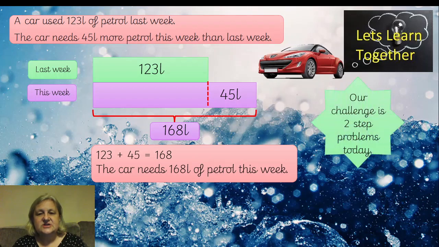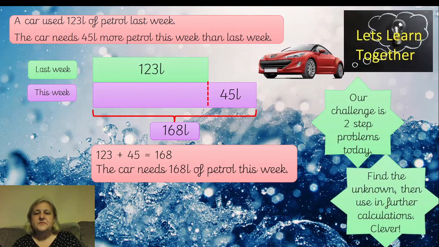So our challenge today is to do some two-step questions. Basically then, if you find out what the unknown part of your question is, and then you use that to answer another question that's given. Okay, so it's really useful for then interpreting further along what you've found out.